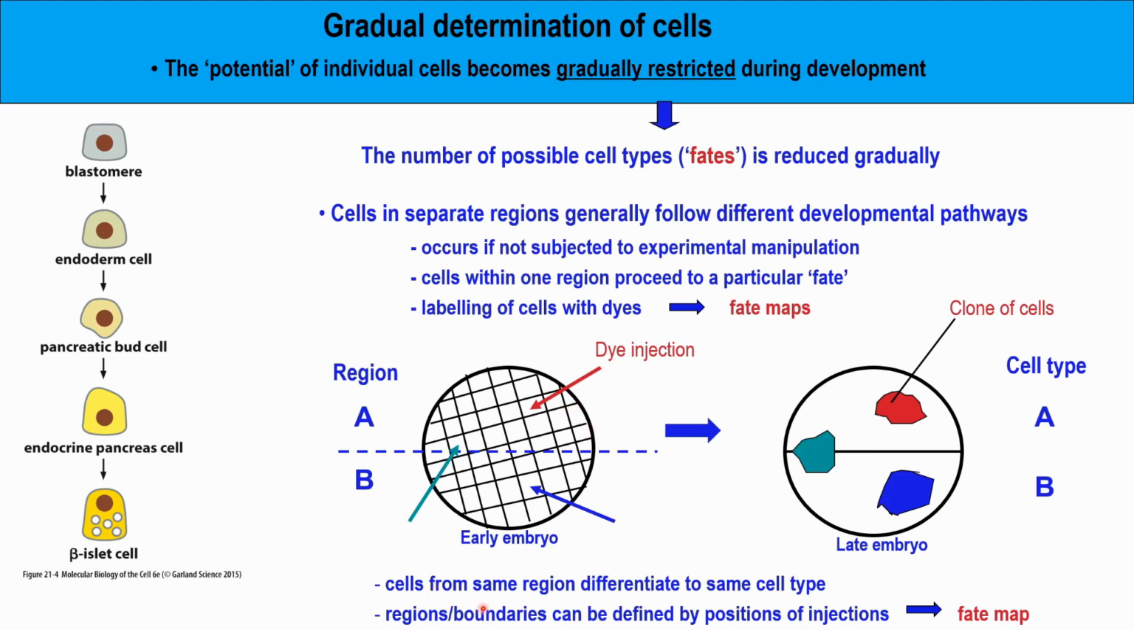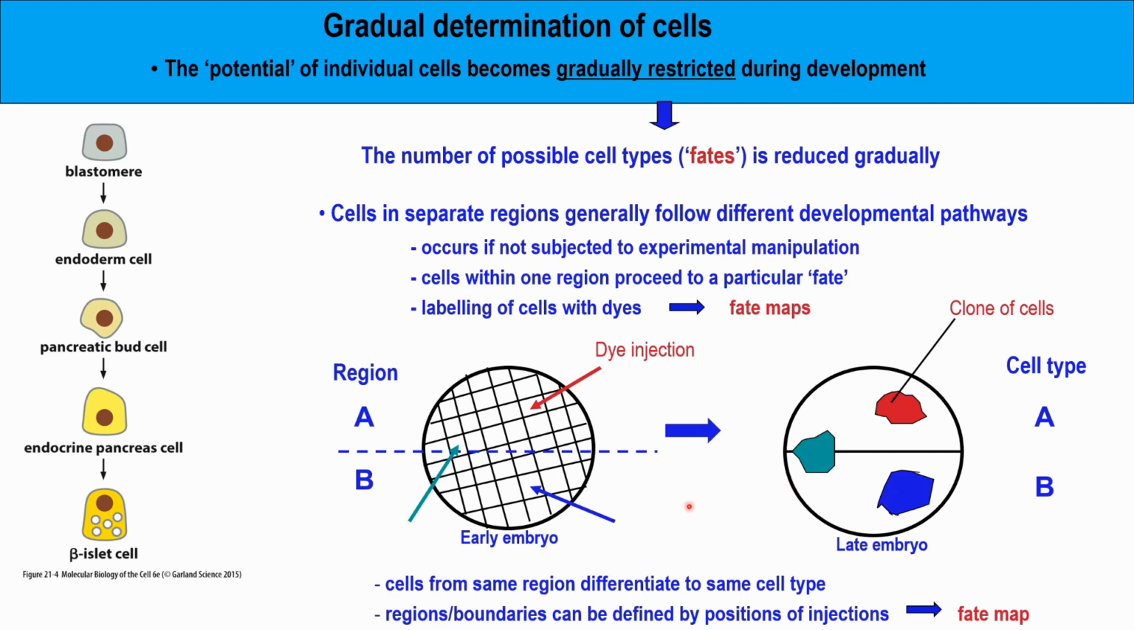And what they noticed is that the cells from the same region differentiate into the same cell type. So if they inject one cell here or one cell here, they will end up with clones of cells that look very much the same. But these would be distinct to, if you did an injection of cells here, they would give rise to these types of cells here.